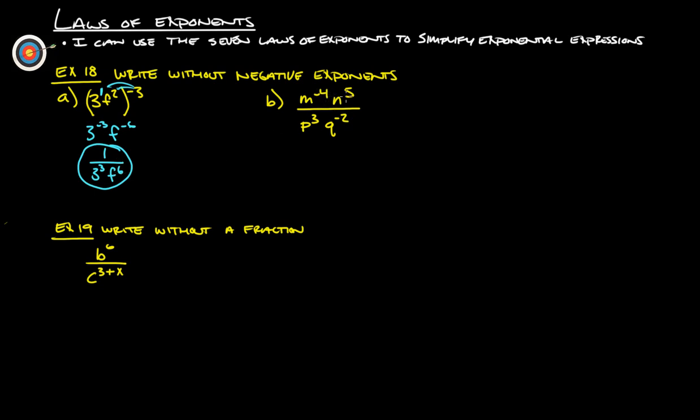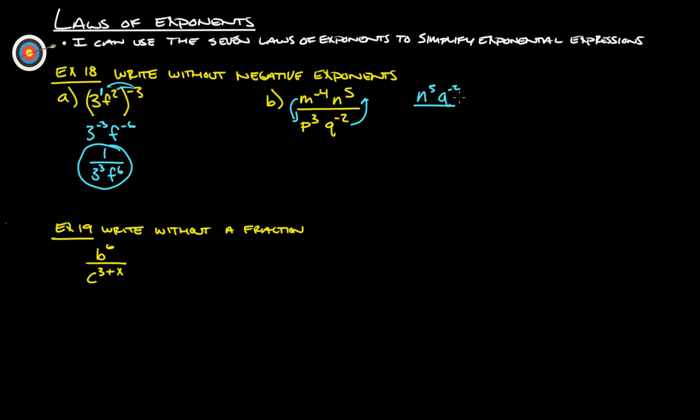All right, m to the negative 4th, n to the 5th, p cubed, q to the negative 2nd. If you'll notice, we don't have any similar bases, so we can't combine any of these. All we're going to do is move this m to the negative 4th down and this q to the negative 2nd up, right? So we're going to leave n to the 5th on the top, q to the negative 2nd is going to come up here, not g, but q.